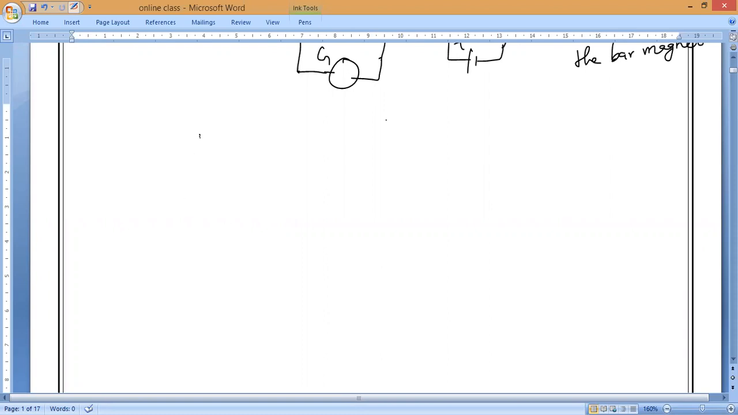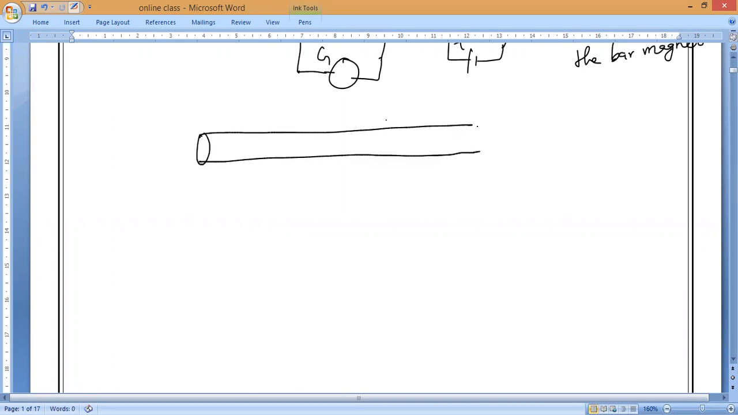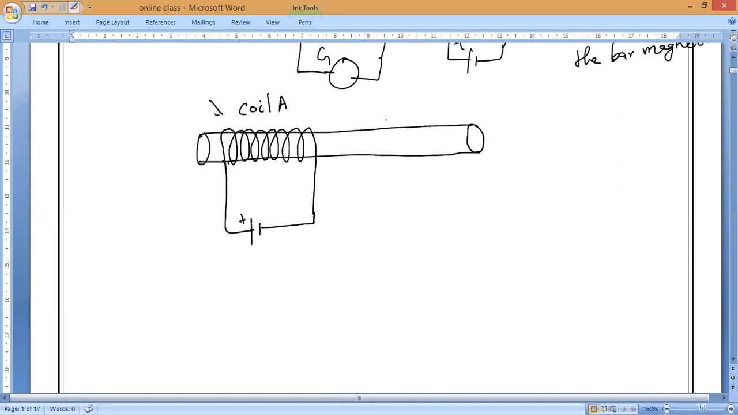He took a non-conductor, a paper-made cylinder, and wound a large number of turns in one place and connected it to a current, that is, a voltage supply. Now the current is passing through it. So what is this coil A called, guys? Anybody? It is called the primary coil.